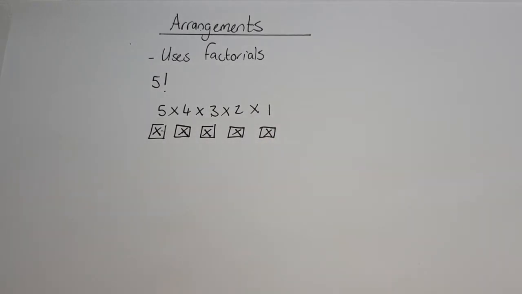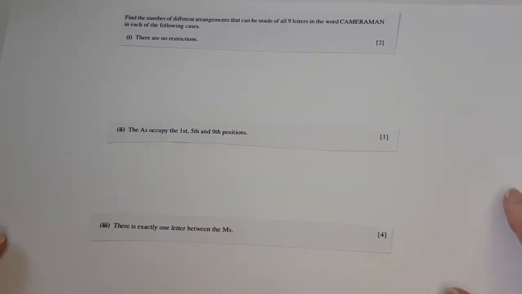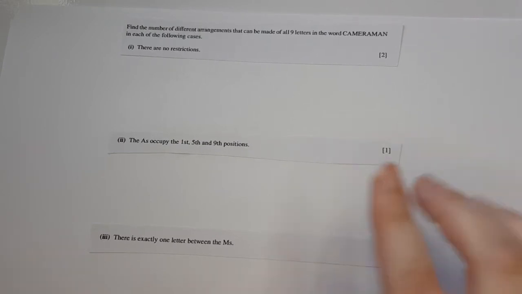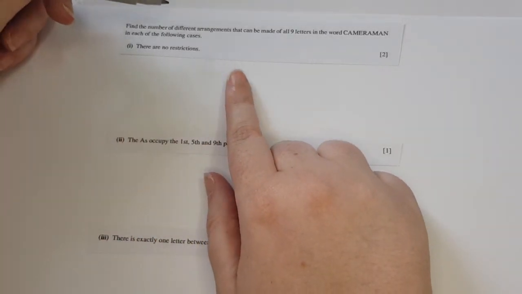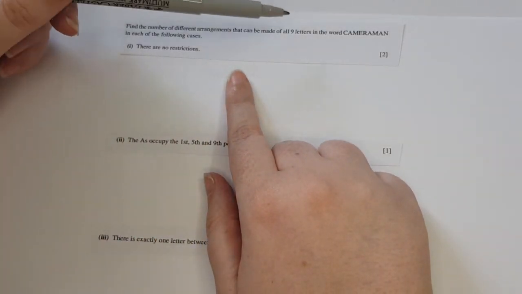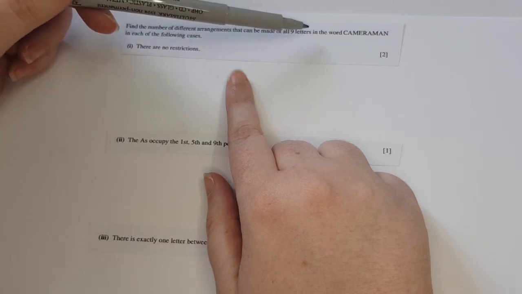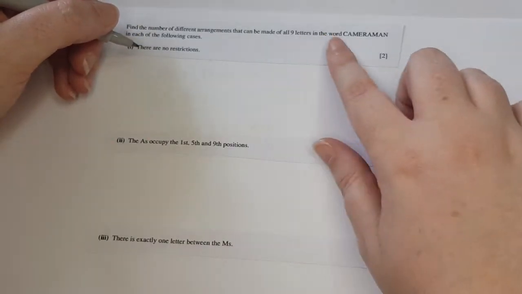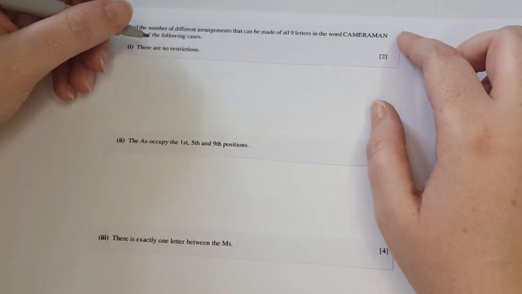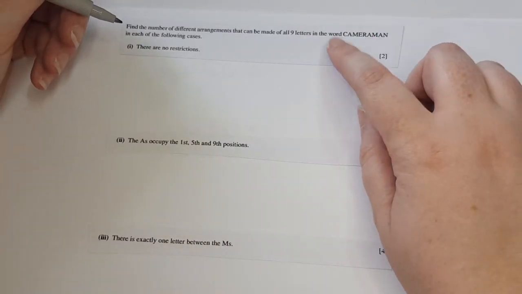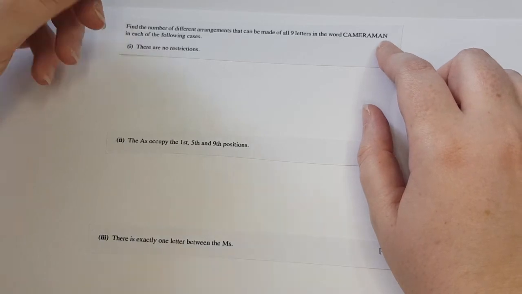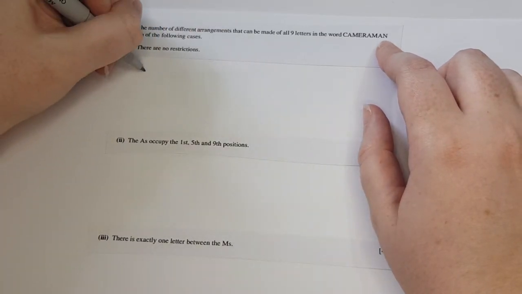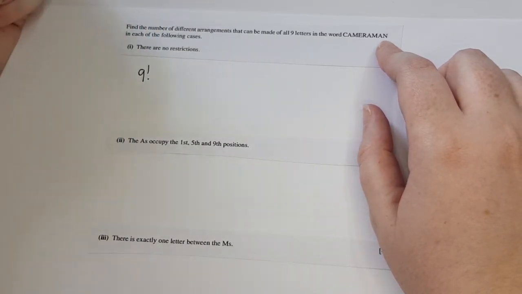So if we look at an example, I have to find the number of different arrangements that can be made using all 9 letters of the word cameraman in each of the following cases. So when there's no restrictions, what that means is all those letters could be placed anywhere. So we count up how many letters we have. We have 9 letters in total, so we say 9 factorial.